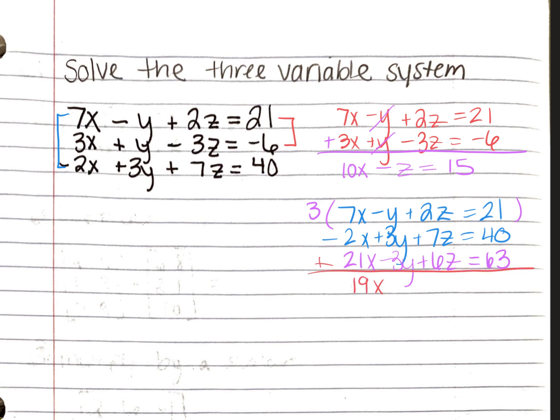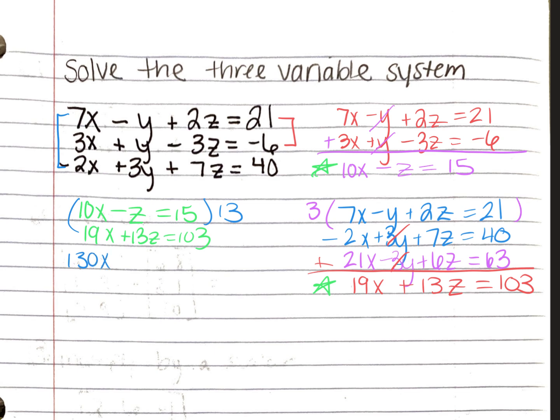So 19x, my y's cancel, plus 13z equals 103. So now I'm going to bring these 2 equations together and solve them just like we did on the previous page. So I'm going to multiply this top one by a 13. And then add these 2 together.